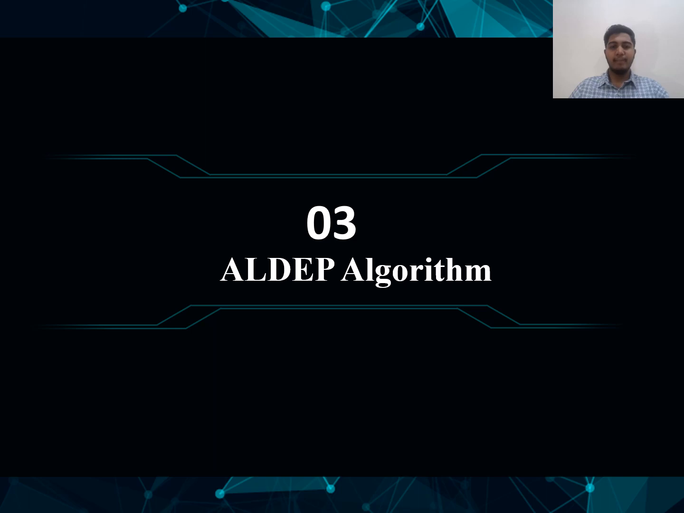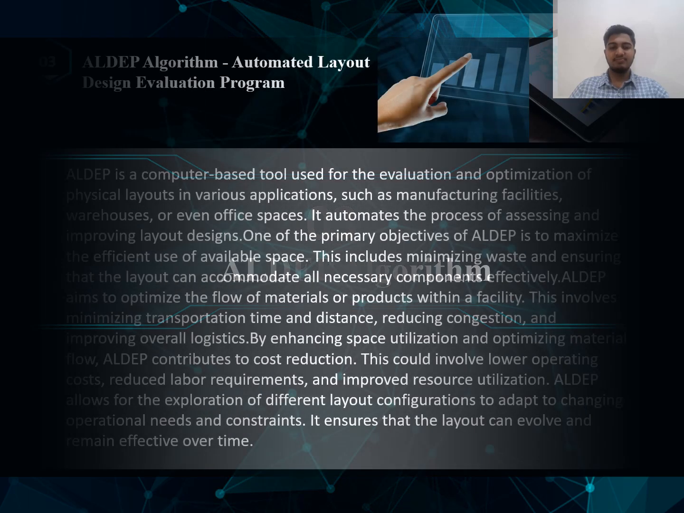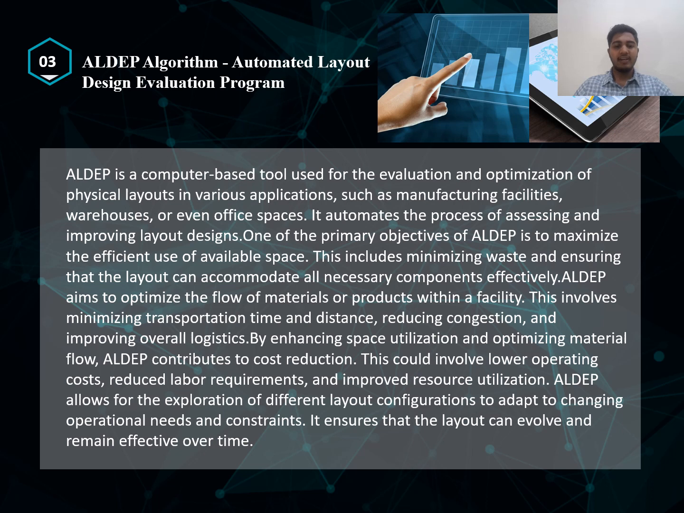Let us go into the ALDEP algorithm. ALDEP is the Automated Layout Design Evaluation Program. ALDEP is a computer-based tool used for evaluation and optimization of physical layout in various applications, such as manufacturing facilities, warehouses, and even offices. It automates the process of assessing and improving the layout design. One of the primary objectives of ALDEP is to maintain the efficient use of available space, which we have mentioned in the previous slides of cost reduction and space utilization.